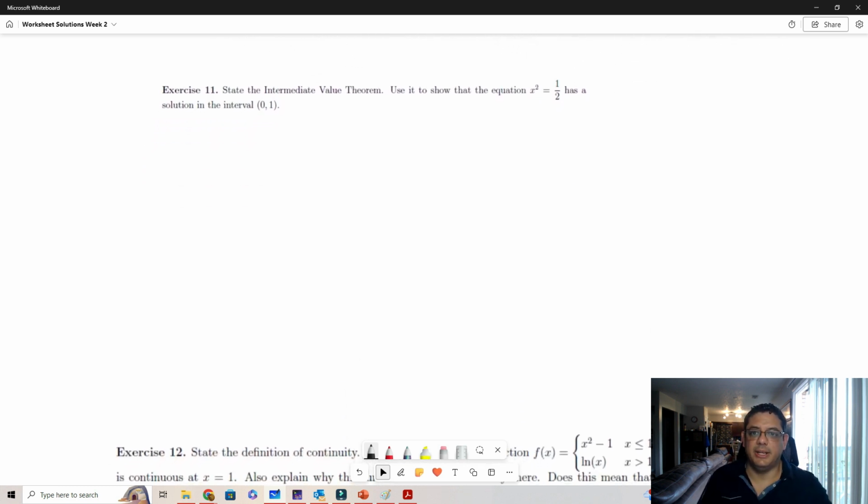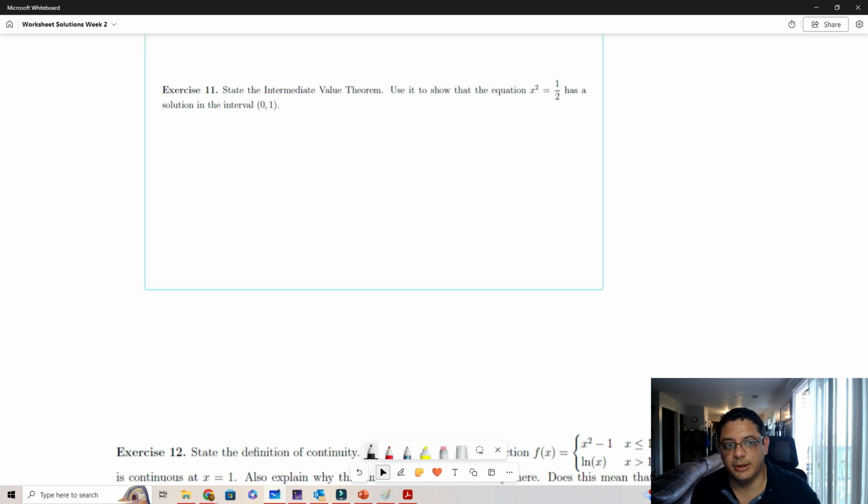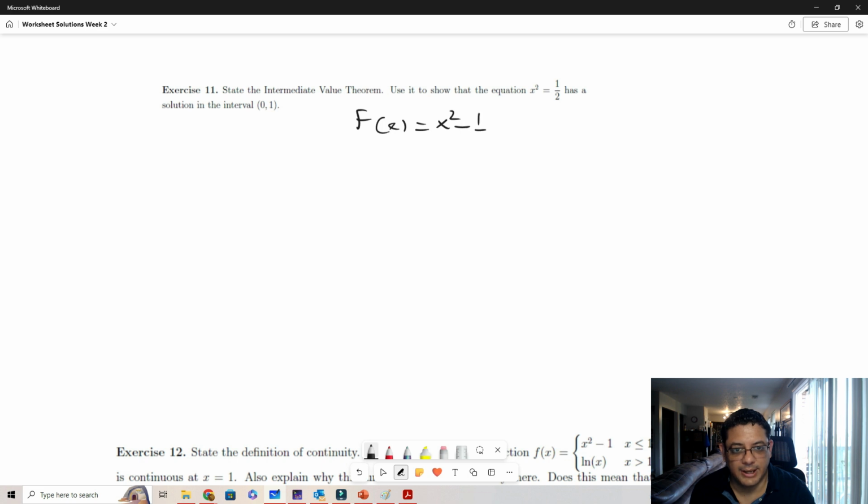Now here we have the intermediate value theorem. We want to show that the equation x squared equals 1/2 has a solution on the interval 0 to 1. So the best way to do that is to create a function. We can create a function f of x equals x squared minus 1/2, and then we're going to find a 0 for this function. And so first we can plug in 0. So f of 0 is minus 1/2, and f of 1 is just 1 minus 1/2, which is positive 1/2.